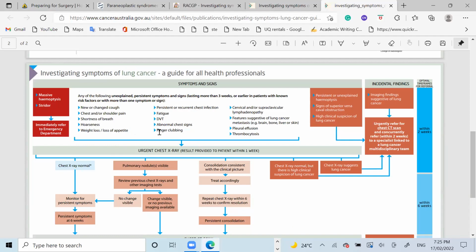Abnormal chest signs, finger clubbing is usually because of the chronic lung condition, so it's there. Cervical and supraclavicular lymphadenopathy because of the dissemination of the lung cancer or metastasis. Features suggestive of metastasis: pleural effusion and thrombocytosis.